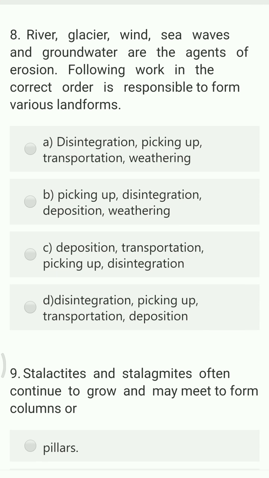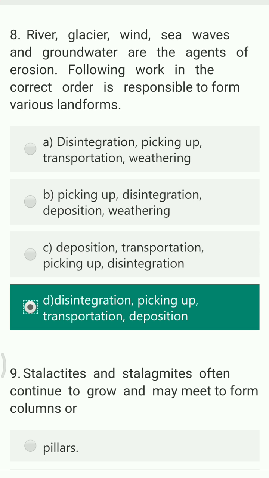Next, rivers, glaciers, wind, sea waves and groundwater are the agents of erosion, and the following work in correct order is responsible to form various landforms. So there are so many orders which are given here, but the right answer is option D, because the first process is disintegrating, breaking the rock. Then to pick up the material. Then after picking up, carry it from one place to another place, that is transportation, and finally deposition. So this is the only correct sequence: disintegrating, then picking up, then transporting it and then depositing it.